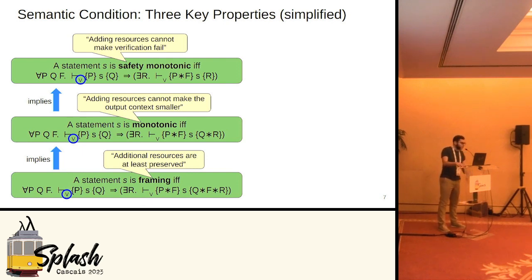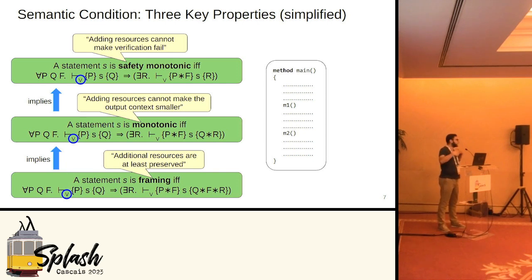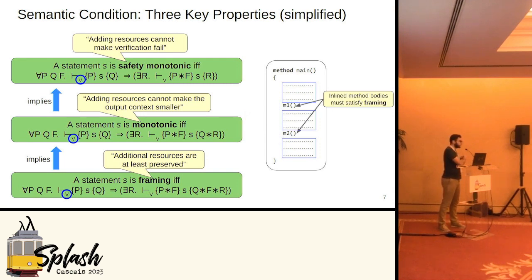And so why do we have three key properties? The reason is that they apply to different parts of the program. So if we look at a simple example here, we have a main method with two method calls and three blocks without any calls or any loop. We will require the inlined method bodies to be framing. And the reason is that automatic verifiers apply the frame rule, but explicitly only at call sites. The block in the middle must only satisfy monotonicity, which is weaker, because no frame rule is explicitly applied there. And finally, the last one doesn't need compositionality, so it must only satisfy monotonicity.